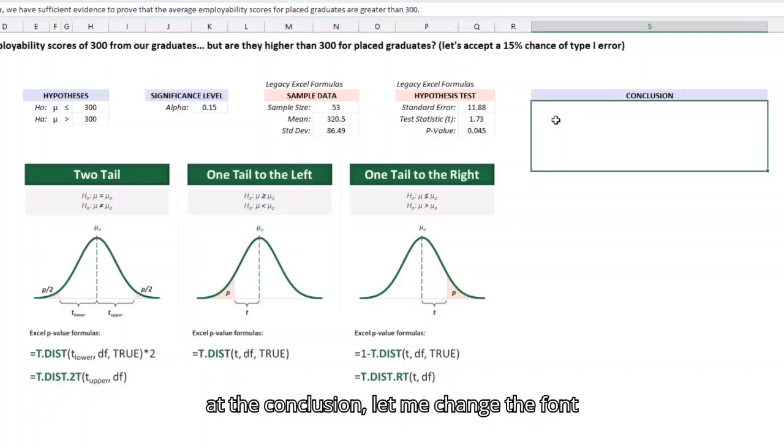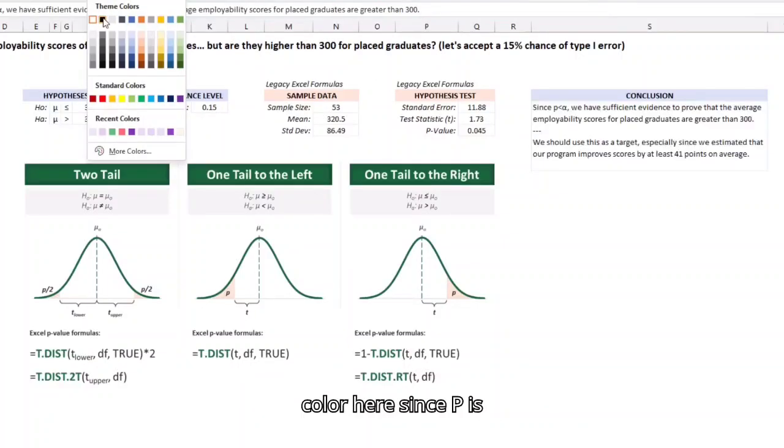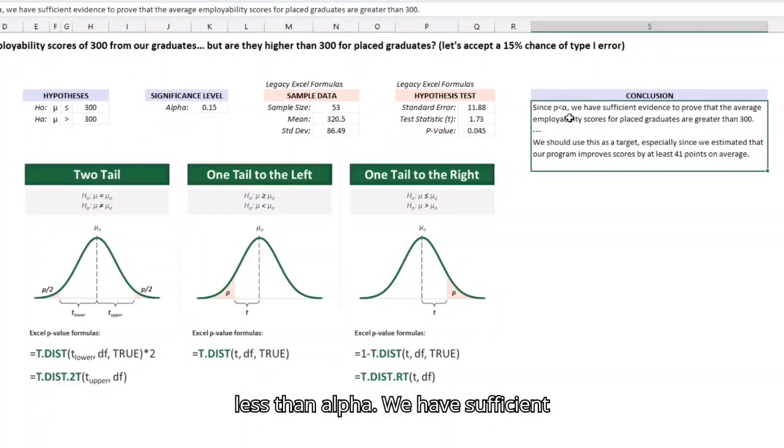So if we look at the conclusion, let me change the font color here. Since p is less than alpha, we have sufficient evidence to prove that the average employability scores for placed graduates are greater than 300. And we should use this as a target, especially since we estimated that our program improves scores by at least 41 points on average, if you recall, by our confidence interval on dependent samples. So it looks like we are on the right track towards getting higher placement rates for our future graduates.